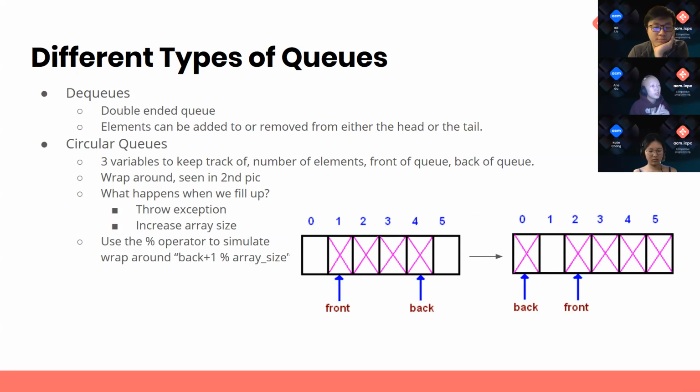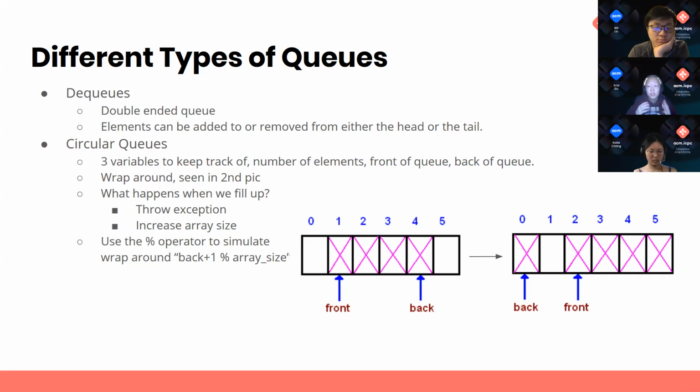But in our case, you can actually have a deque, which is a double-ended queue. C++ already has this standard library template for this. So basically, you would just #include deque instead of queue, and then elements can be added or removed from either the head or the tail. So that's always nice. And then a circular queue.